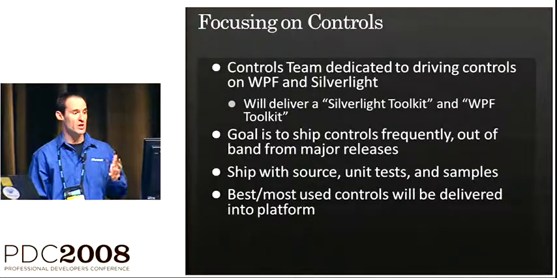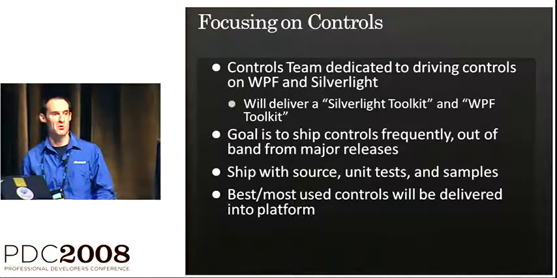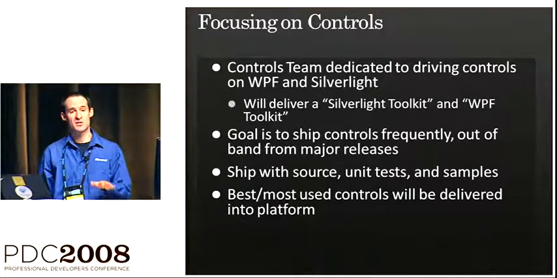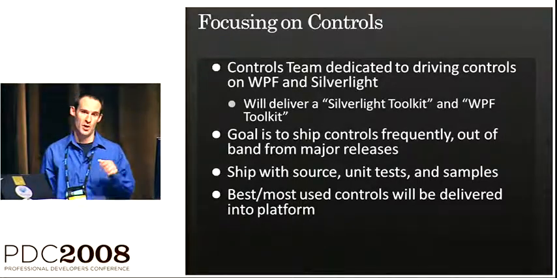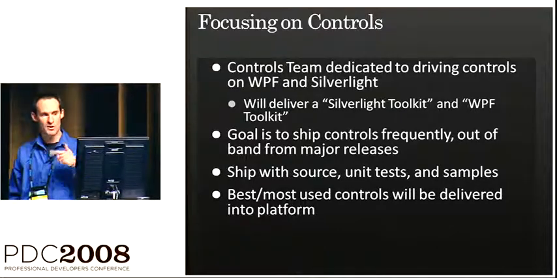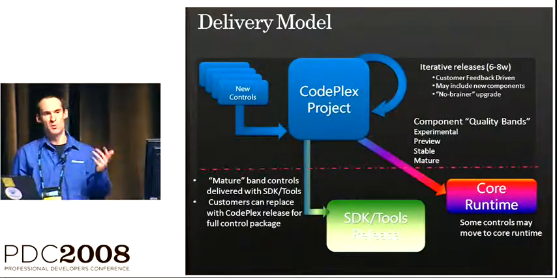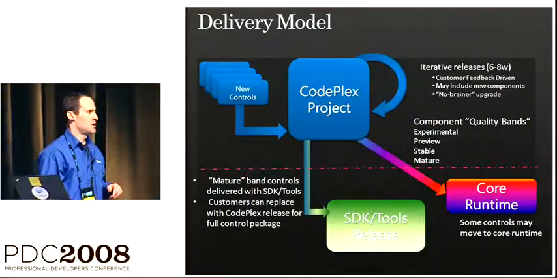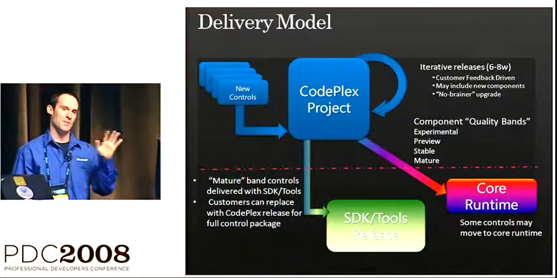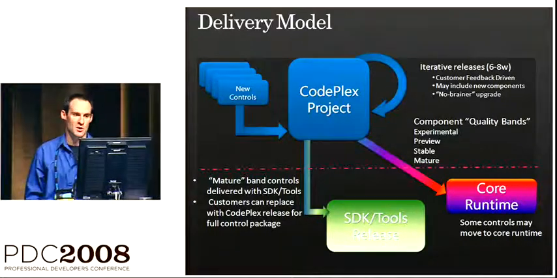Some of the philosophies that we use: we ship with source code for our controls. You can rebuild that code, you can fix it, you can put it in your application, you can do, frankly, whatever you want with it. We also ship unit tests, a unit test harness for Silverlight, and samples in the project, and I'll show you more about that in a minute. And then over time, as controls become more popular and more used by the community, we'll deliver them into the platform if it's the appropriate thing to do. That platform could be the core runtime in Silverlight, or it could be the .NET Framework, depending on if it's WPF or Silverlight. So here's how our delivery model basically works.